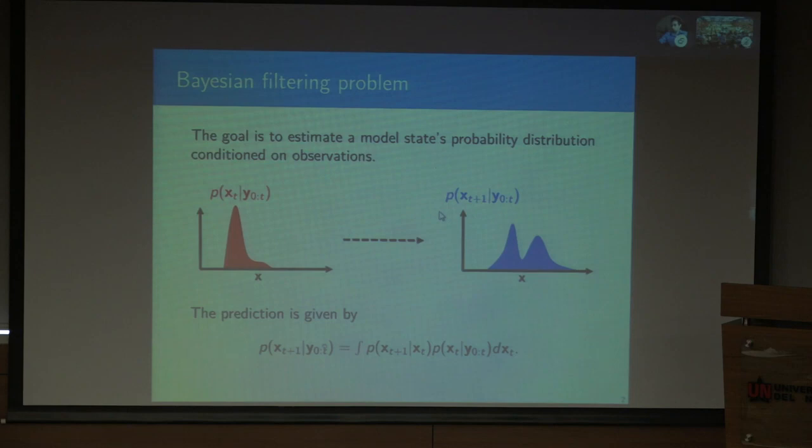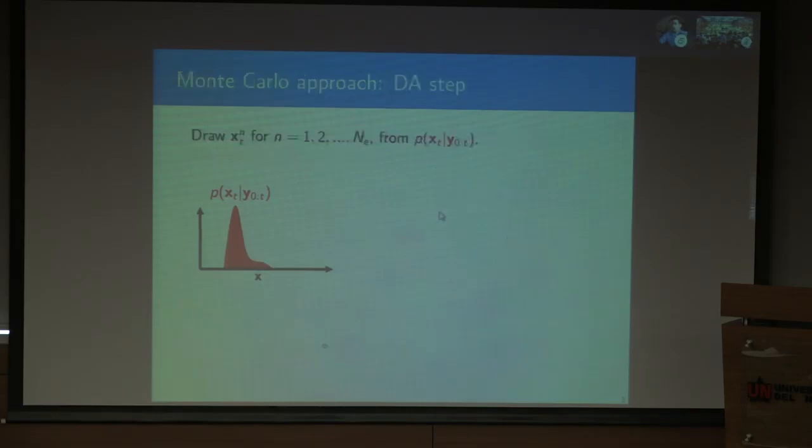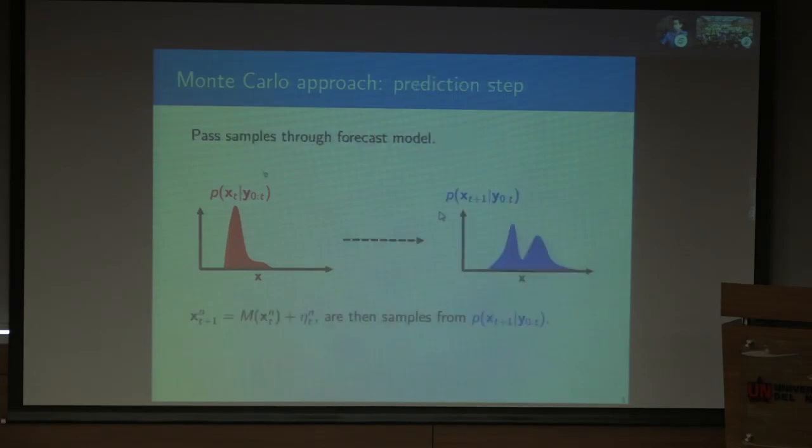But of course, we can't really do this directly for big problems, so we have to apply approximations, one of which is to apply a Monte Carlo approach. For Monte Carlo, the data assimilation part comes down to trying to sample from this conditional probability distribution. Once we have these samples, we can pass them through our forecast model, and the results are samples from this forecast error distribution that we're going to use for our next prior.